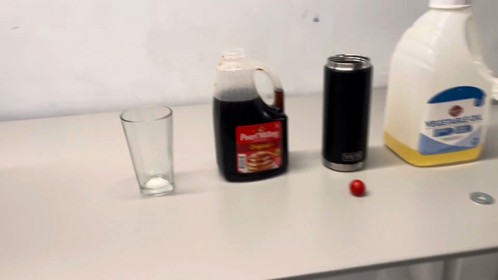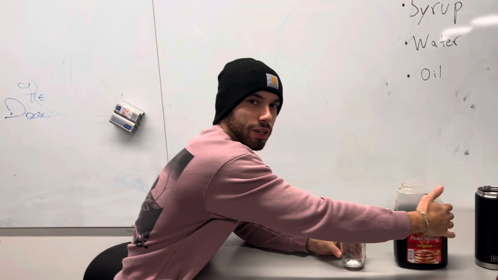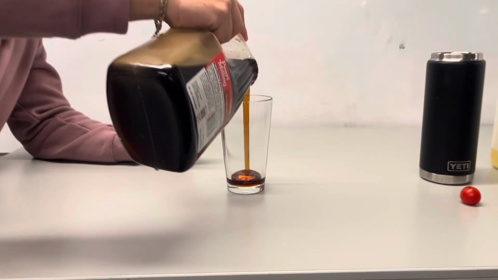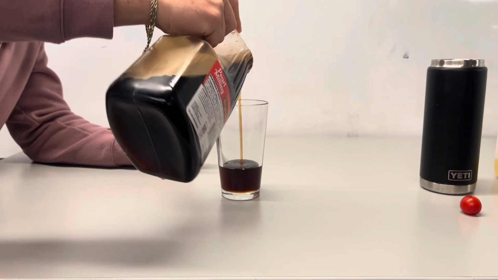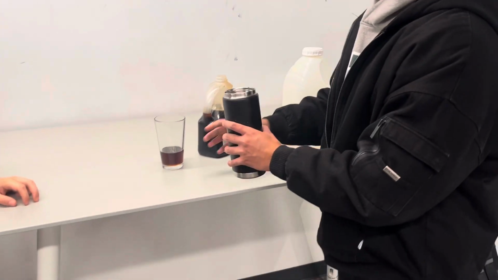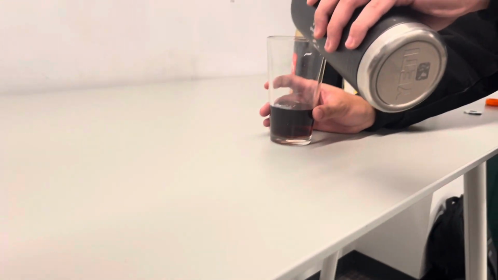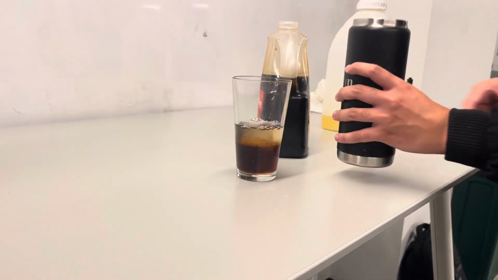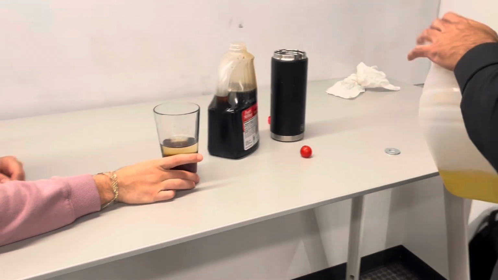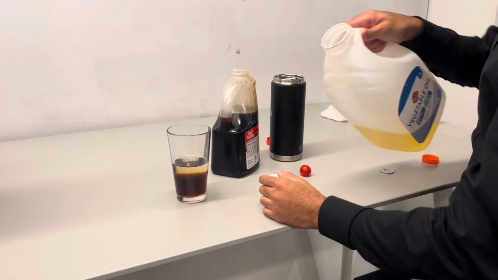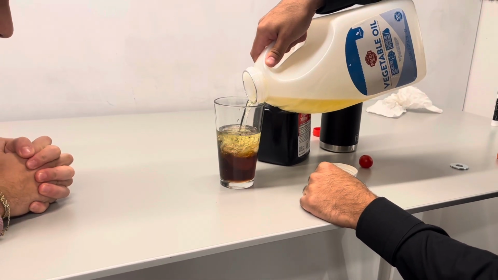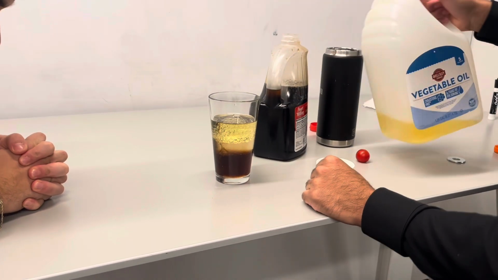All right, so first we're going to pour in the syrup, which would be the densest of all 3. So we're going to pour to like 1/3 of the cup. That's good. Next, we're going to pour the water, which is the second densest. I'm going to pour another 1/3. All right. And then last, we're doing the vegetable oil. So it should be going on top. It's the less dense. Let it settle. There we go.